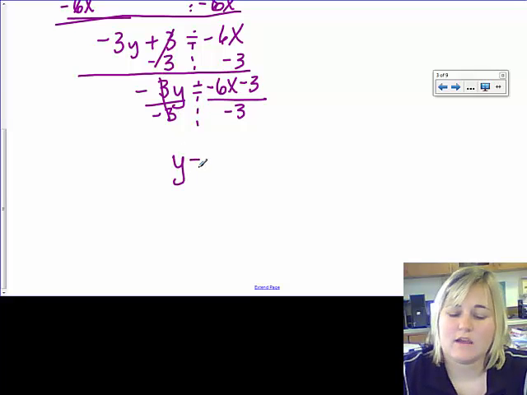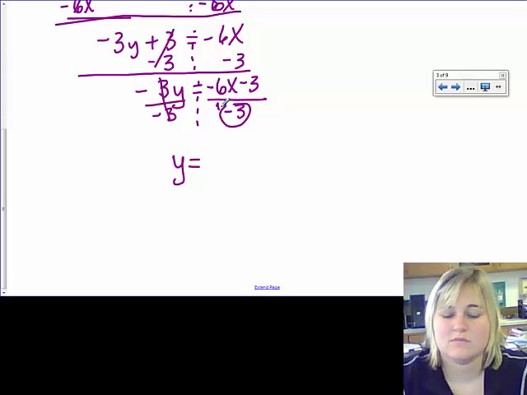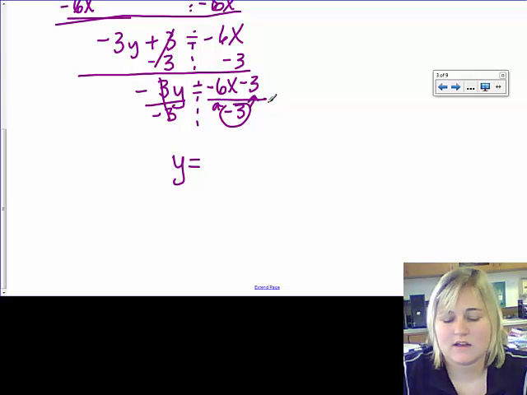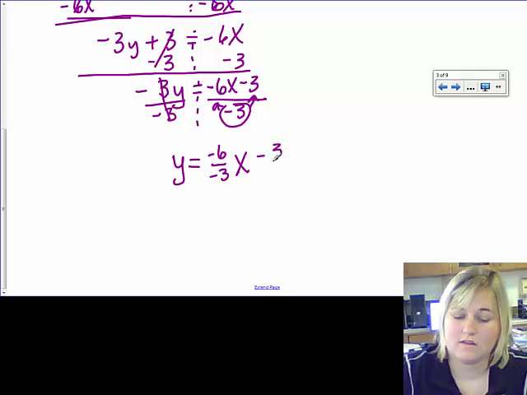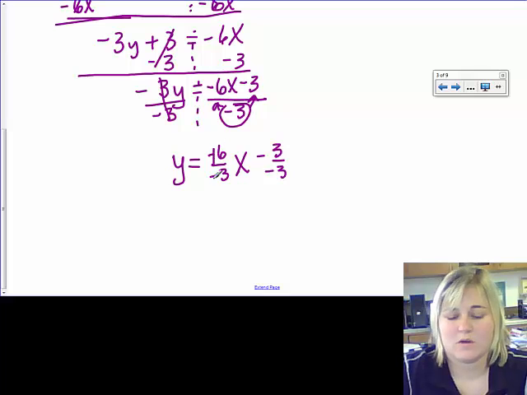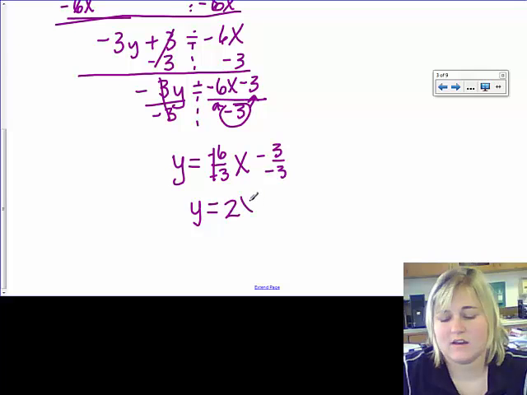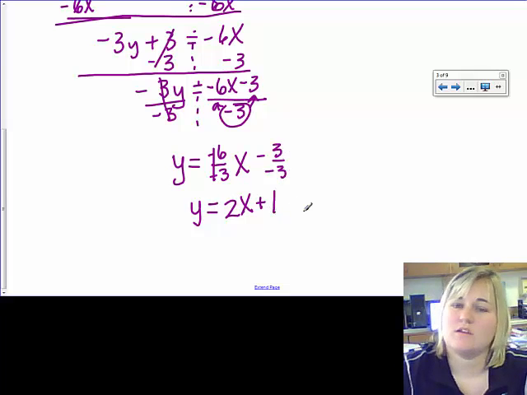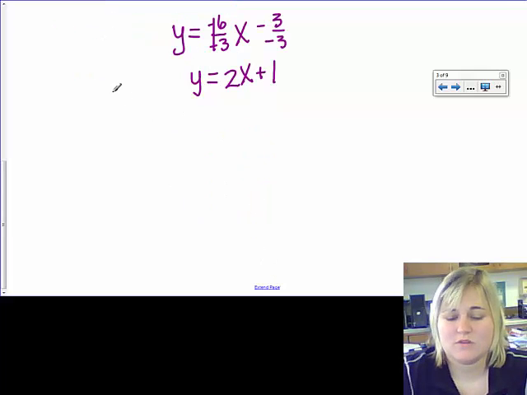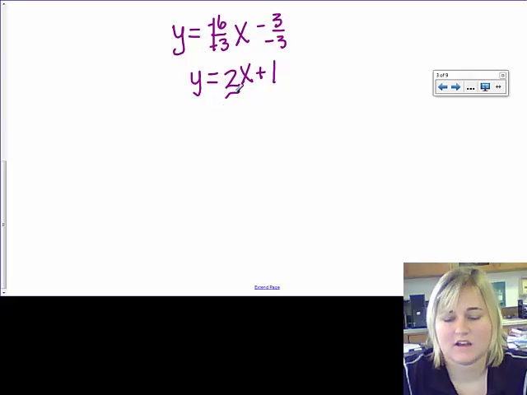I'm left with y equals, and this negative 3 goes to both terms on top. So what I have is negative 6 over negative 3x minus 3 over negative 3. Well, negatives here will cancel. So I have y equals 6 divided by 3 is 2. Bring down my x. Negative over negative gives me a positive, and 3 over 3 gives me 1. So I have it in slope-intercept form now. So all I have to do is recognize what is what. Well, in slope-intercept form, slope comes first, so my slope is 2. It's always the coefficient that goes with x. This is my slope.